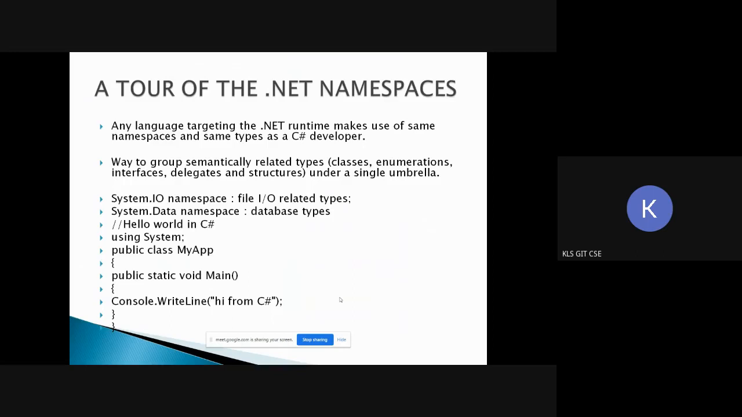So let's take a look at .NET namespaces. What does it say here? Any language targeting the .NET runtime makes use of the same namespaces and same types as a C# developer. So we can semantically group related types, classes, enumerations under the same umbrella. System.IO for file IO, System.Data for database, things like that. Right?